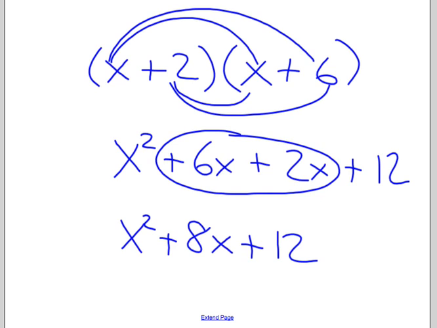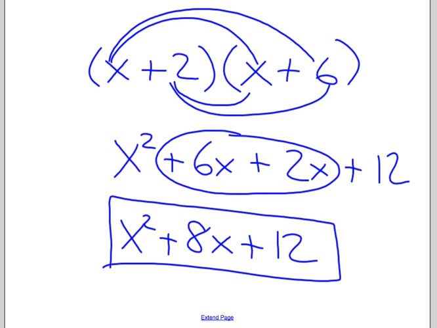The lesson that we're doing today is going in reverse. We're going to be given a trinomial, and we have to then put it into two binomials. So before we go to that, I want you to look at what takes place here. When you have x squared as your first term in a trinomial, what do you have to start with? Two x's. An x and an x.